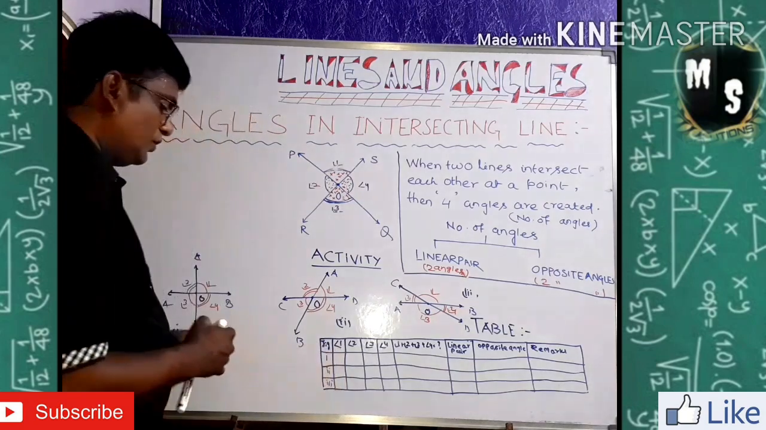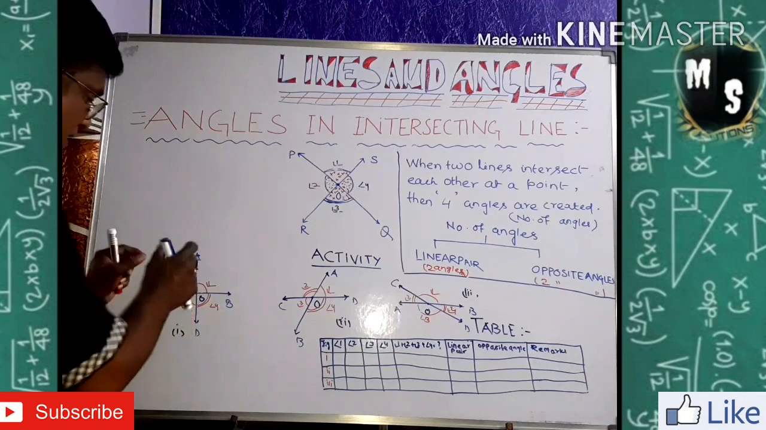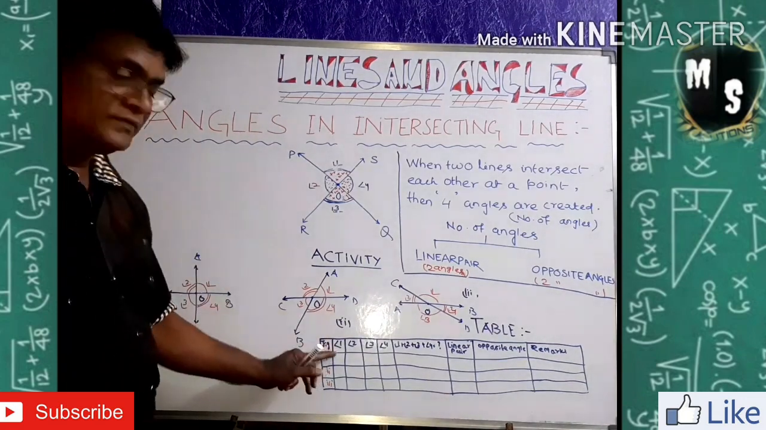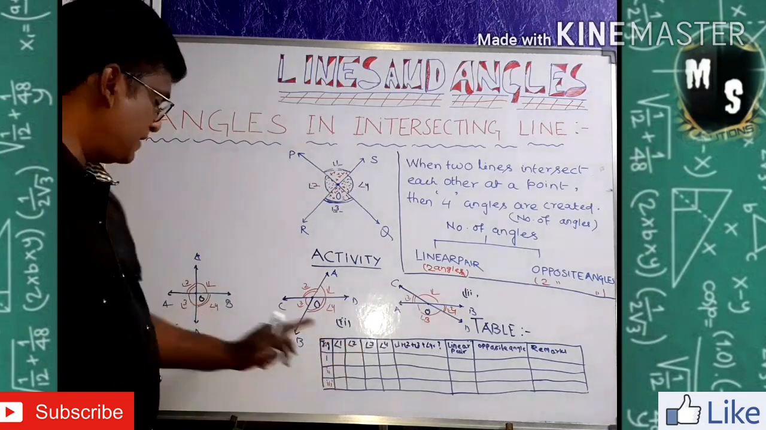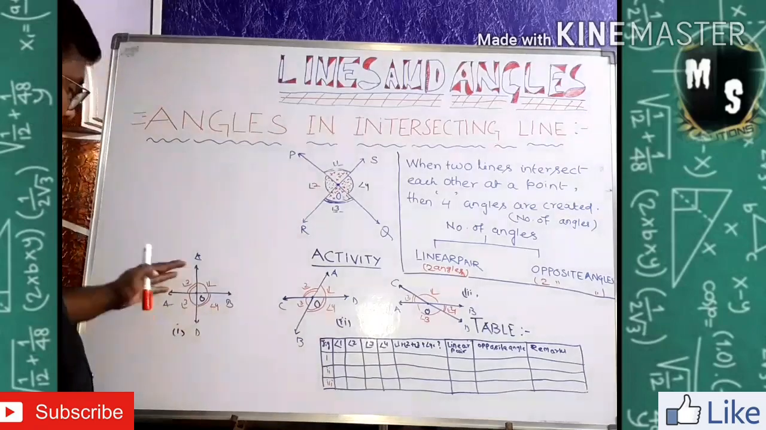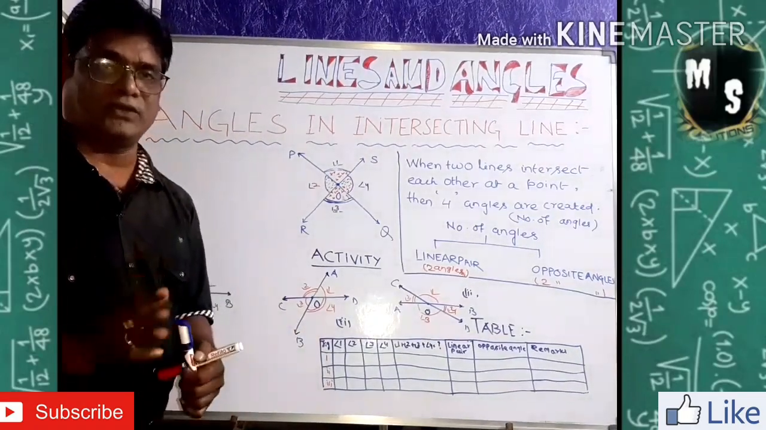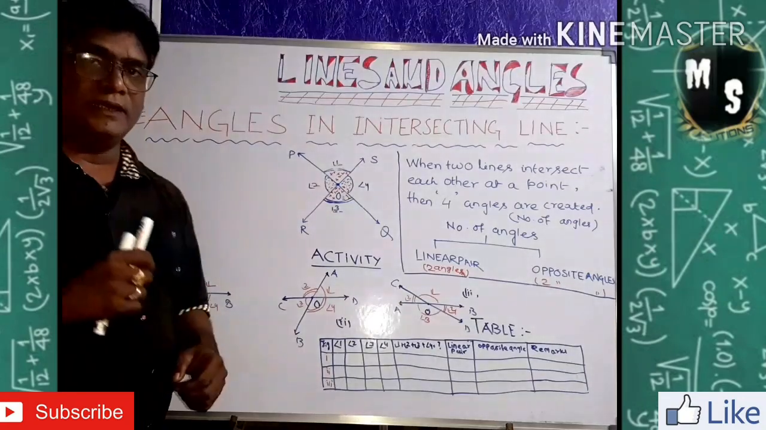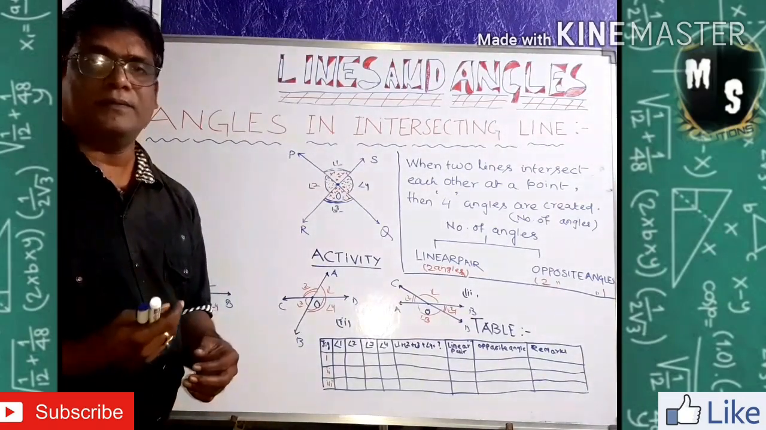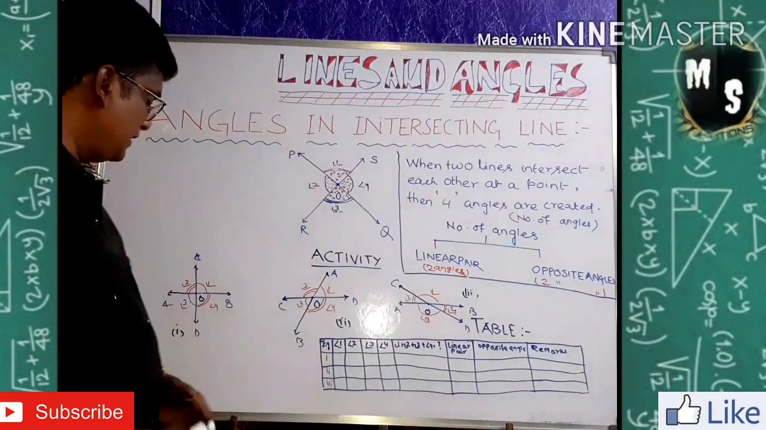Understood now? So in all these cases, I will measure my angles with a protractor. I will put it and measure my angles. What is my angle number 1? What is my angle number 2? What are my angle number 3 and angle number 4? So I have to measure them with a protractor. You already know how to measure angles with a protractor. If any doubts come, we can clarify by asking me personally.